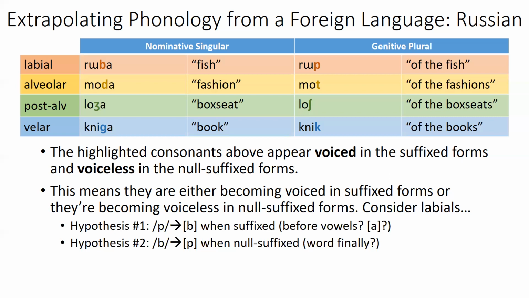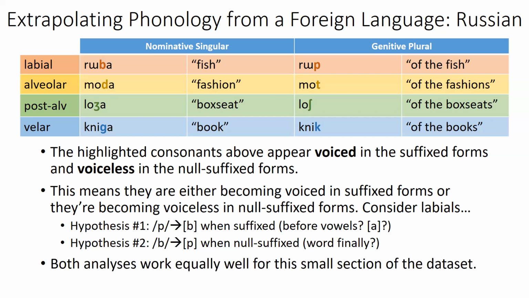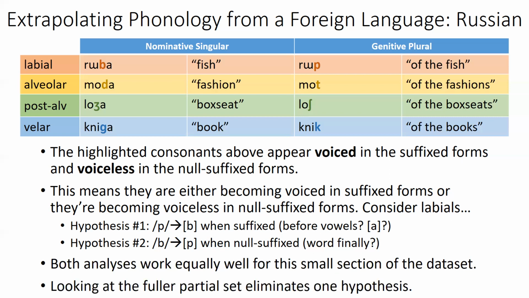But what we definitely know is it's happening in these null suffixed or unsuffixed forms. So with this tiny piece of the data set, we can't pick one of these hypotheses. We have to say both of these hypotheses work. Either a P phoneme is being voiced or a B phoneme is becoming voiceless, because in just these 4 words, we don't know what's happening.